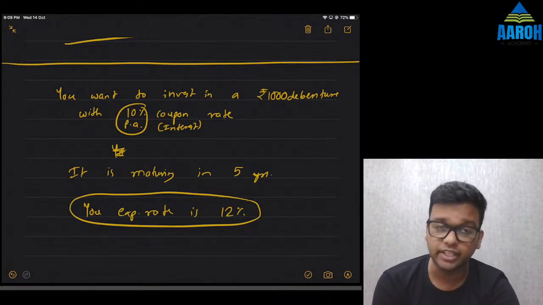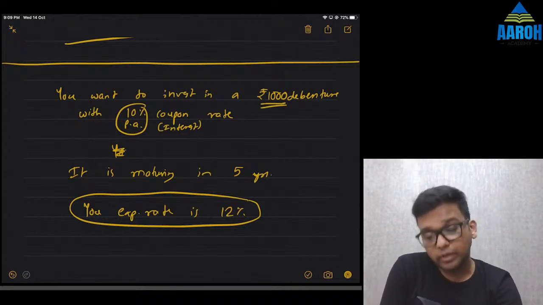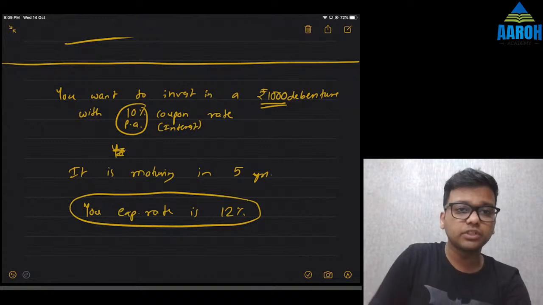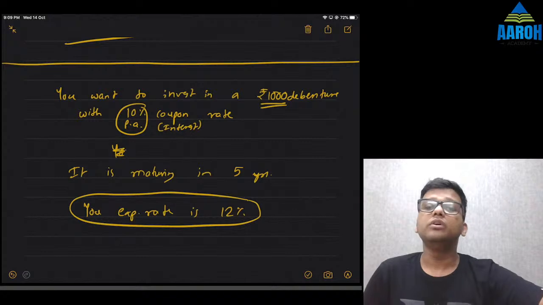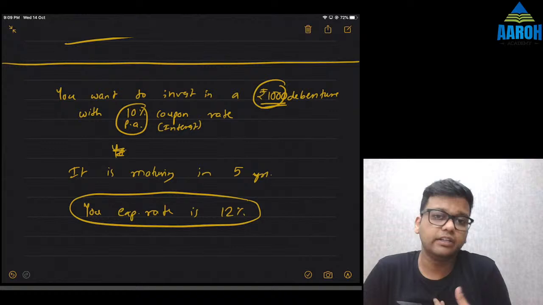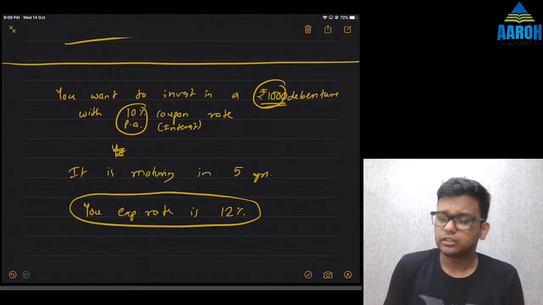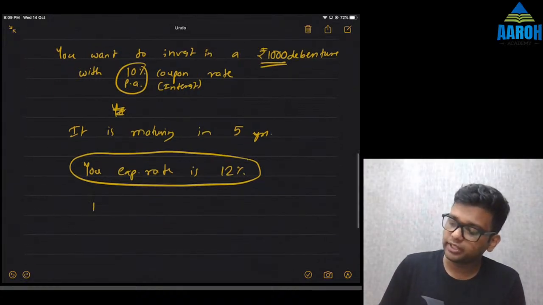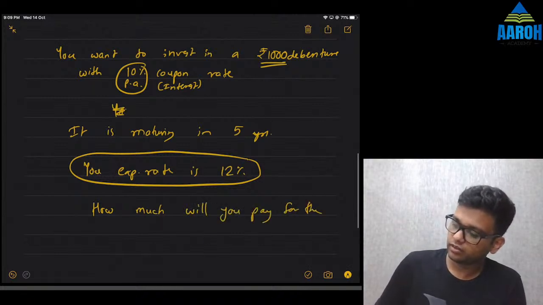That means you will not be ready to purchase the debenture at 1000 rupees. You will be ready to purchase the debenture at something below 1000 rupees, right? Why? Because the debenture is not giving you as much as you want. You will say that I want 12% return. Debenture is giving me 10% return. Why should I pay 1000 rupees? I will pay some less amount. Okay. So we have to find how much will you pay for the debenture.